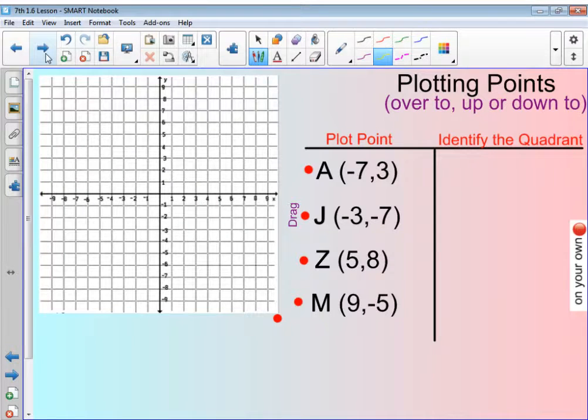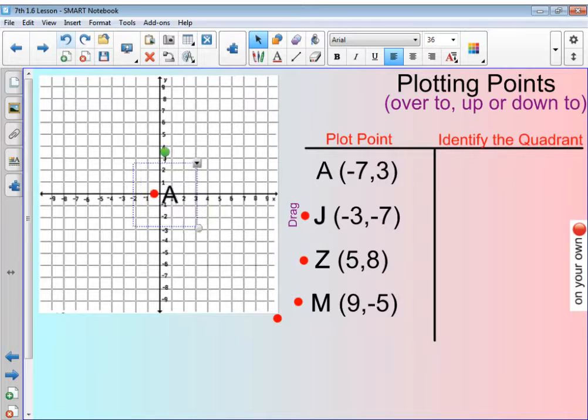Okay, so we're going to try the opposite. So last time they gave us the letter and asked us to identify the coordinate. And this time, they're going to give us the coordinates and they want us to go through and plot those points. So just a reminder that we're going to go over to the first number and then up or down to the second number. So for A, and you always start at the origin, for A, we're going to go over to -7.